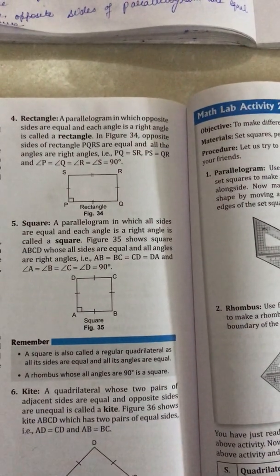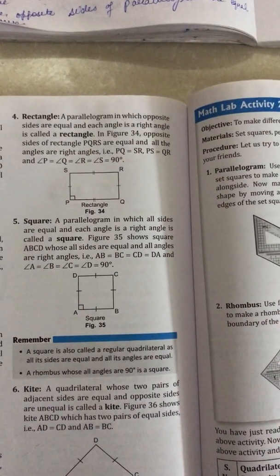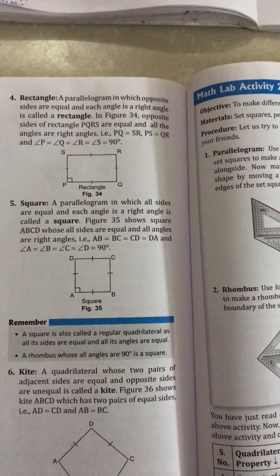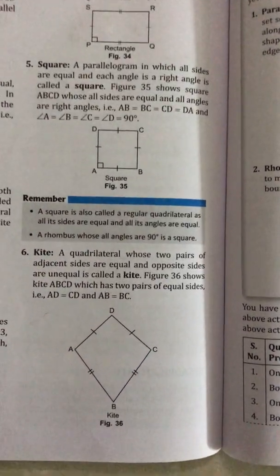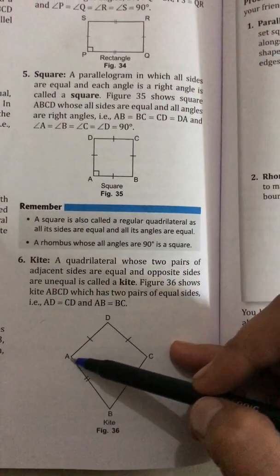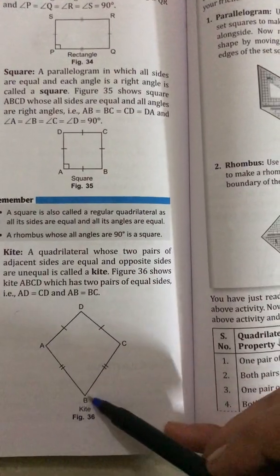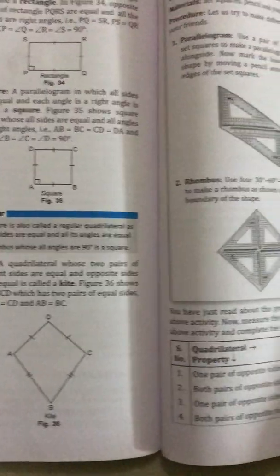Keep one thing in mind, equal and parallel, they are different. Equal means the lengths are equal. Parallel means they are just parallel, we don't know whether they are equal or not. Next is a kite. In case of a kite, adjacent sides are equal to each other. So AD is equal to DC and AB is equal to BC.